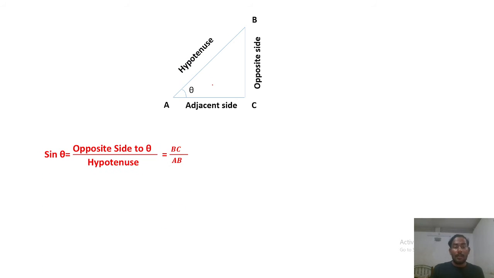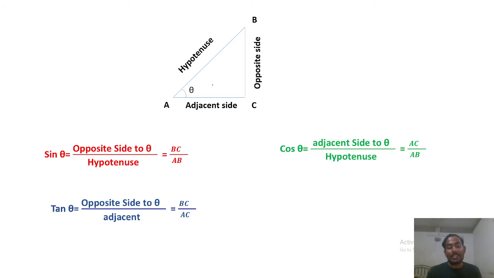So the definition of sine theta is the ratio of the side opposite to theta divided by the hypotenuse of the triangle, that is BC divided by AB. In a similar fashion, cos theta is the ratio of the adjacent side of theta divided by the hypotenuse, that is AC divided by AB.